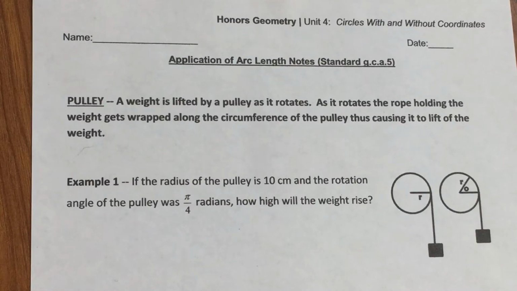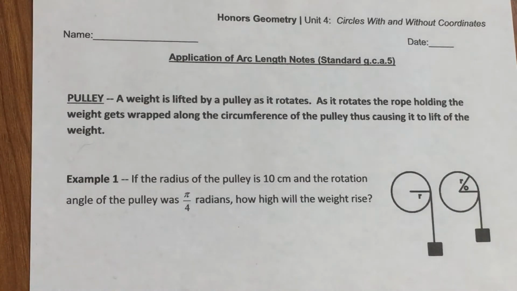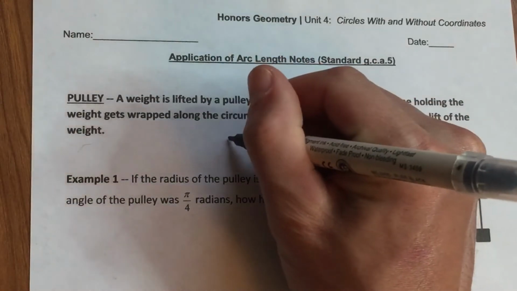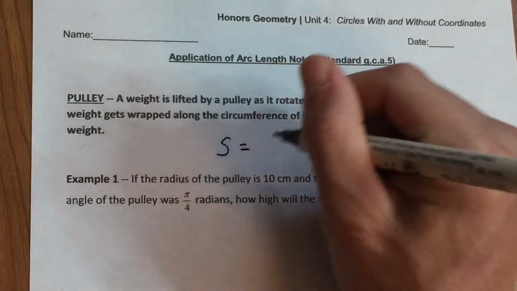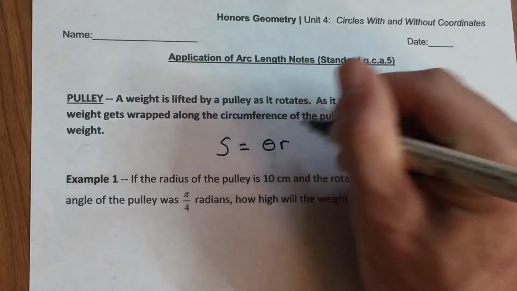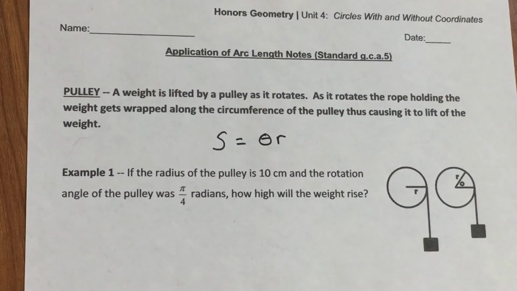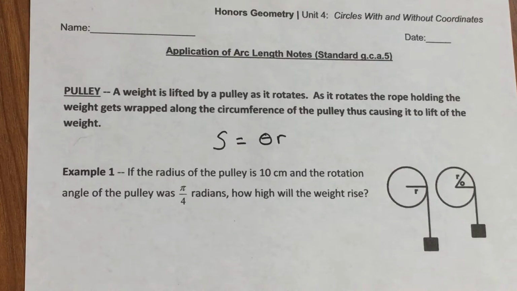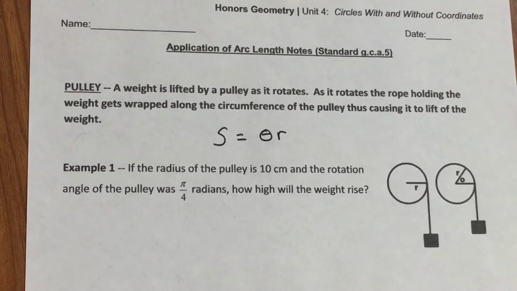Okay, guys, today we're going to be talking a little bit more about application of arc length. So we're going to be using that arc length formula. For those that don't recall from last week, the arc length formula is arc length equals the angle of rotation multiplied by the radius. Okay, and our angle of rotation will be in radians. All right, let's share this example.